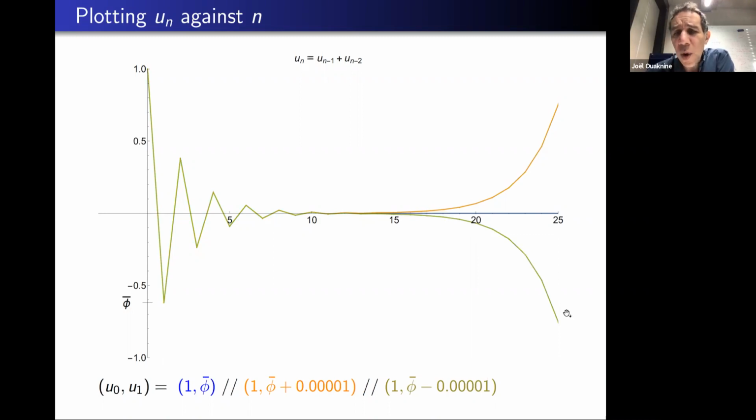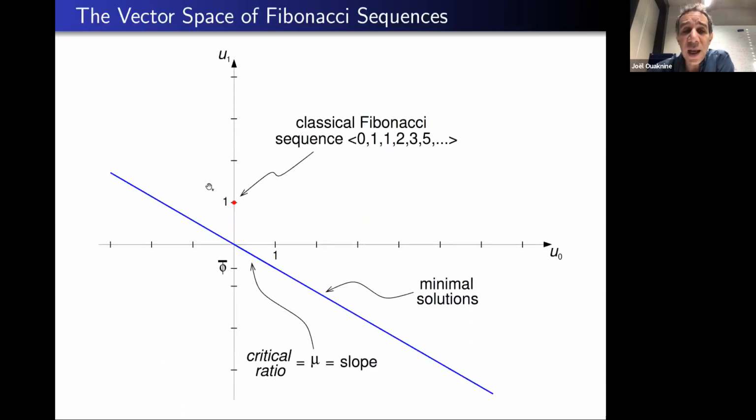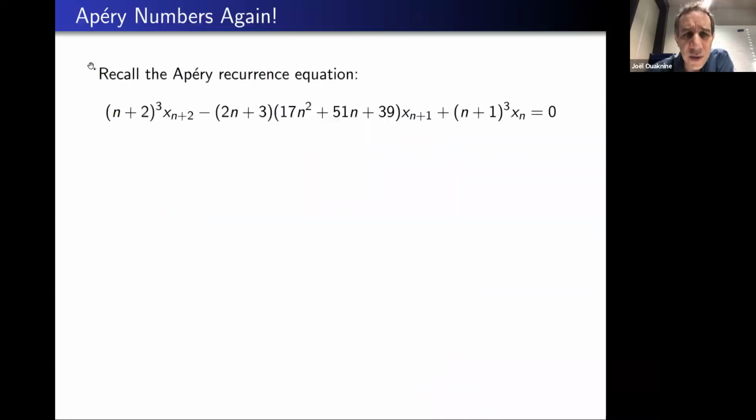Okay. And so whether I go to plus infinity, 0 or minus infinity depends on whether the ratio of my first two terms is equal to phi bar, bigger than phi bar, or smaller than phi bar. So in other words, anything above the blue line will go to plus infinity. Anything on the blue line will tend to 0, and anything below the blue line will go to minus infinity. Okay, so let's look at another example.